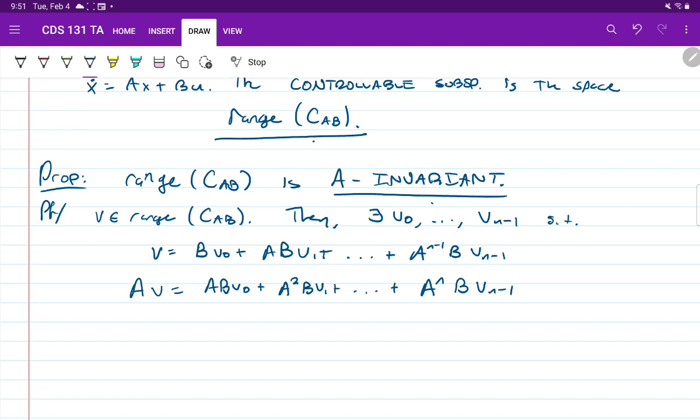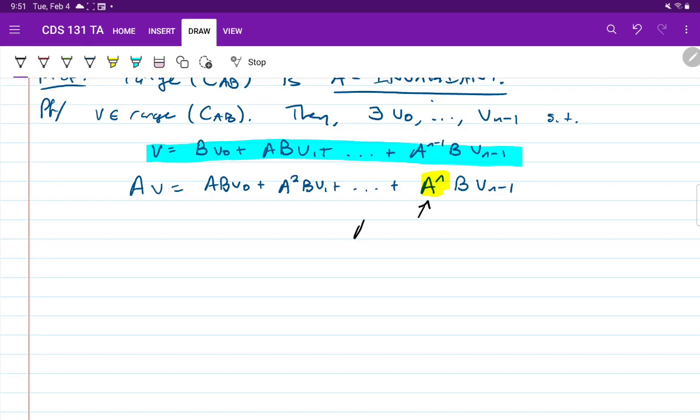Well, I want to show that this still has the form up here, right, where I can write it as some sort of linear combination of vectors times these different pieces of my controllability matrix, right? But this only goes up to power n minus 1, right? In this new expression, I have a power n all of a sudden. So what do I do? I apply the Cayley-Hamilton theorem, okay? So this lets me express A^n as a combination of powers: alpha_0 times the identity plus up to alpha_{n-1} A^{n-1}.